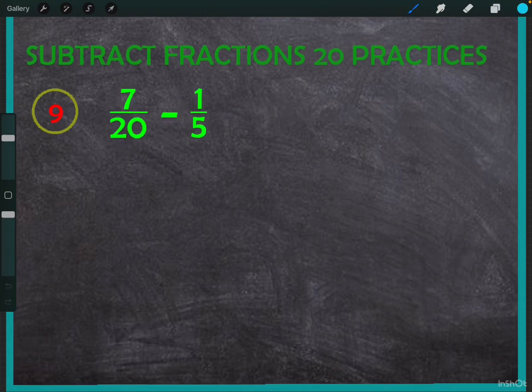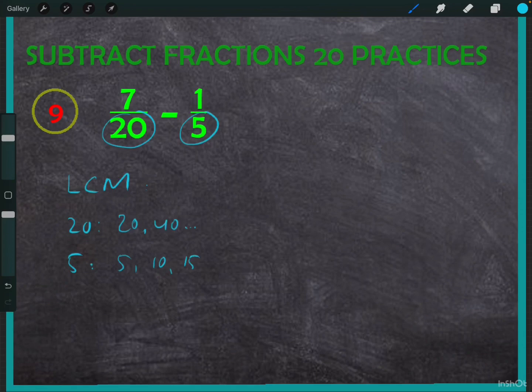Practice number 9, 7 over 20 subtract 1 over 5. These two fractions have different denominators, 20 and 5. So we will go ahead and find the LCM for number 20 and number 5. For number 20, we have the multiples such as 20, 40, etc. For number 5, we have 5, 10, 15, 20, 25, etc.